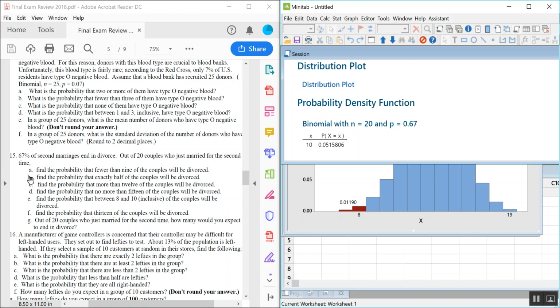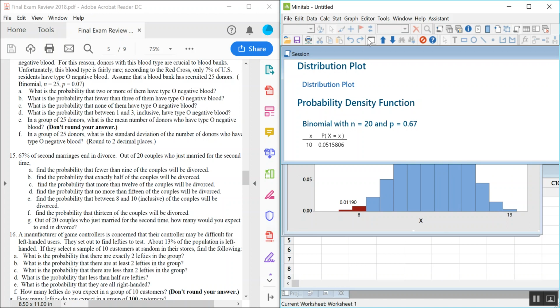Okay, so that's B. Let's see if we can find the probability that more than 12. So here's the thing. More than 12 might not necessarily include 12. So more than 12 would be greater than 12, which is the same as greater than or equal to 13. So that's what I'm going to do.